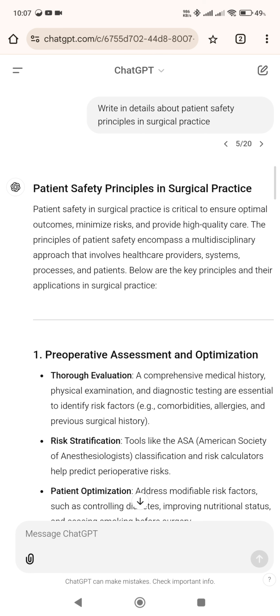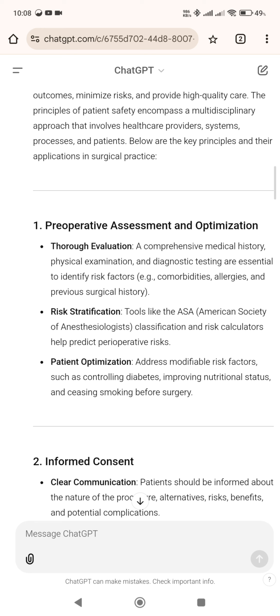1. Preoperative assessment and optimization. Thorough evaluation. A comprehensive medical history, physical examination, and diagnostic testing are essential to identify risk factors, e.g., comorbidities, allergies, and previous surgical history. Risk stratification. Tools like the ASA, American Society of Anesthesiologists, classification and risk calculators help predict perioperative risks. Patient optimization. Address modifiable risk factors, such as controlling diabetes, improving nutritional status, and ceasing smoking before surgery.